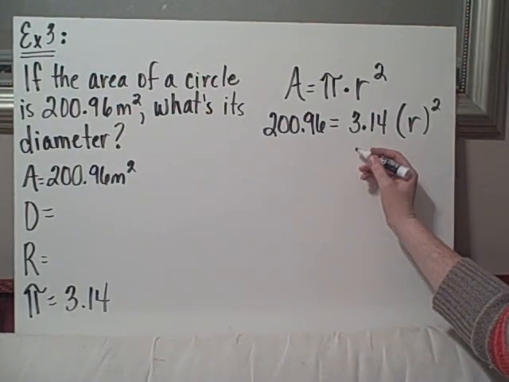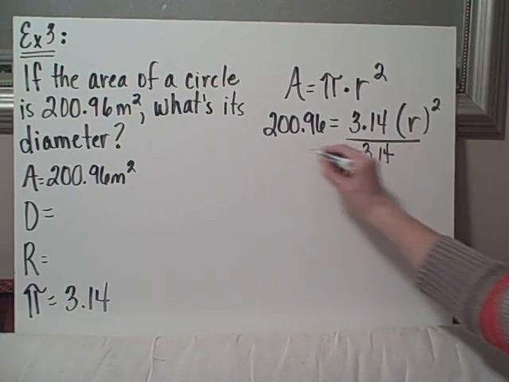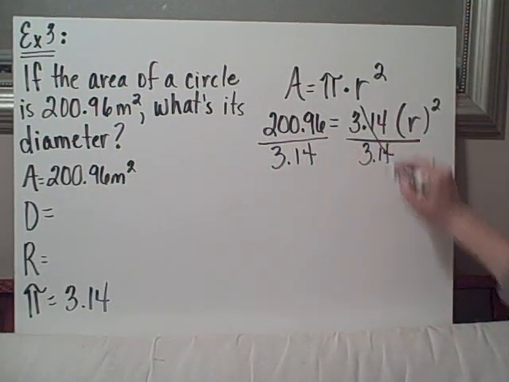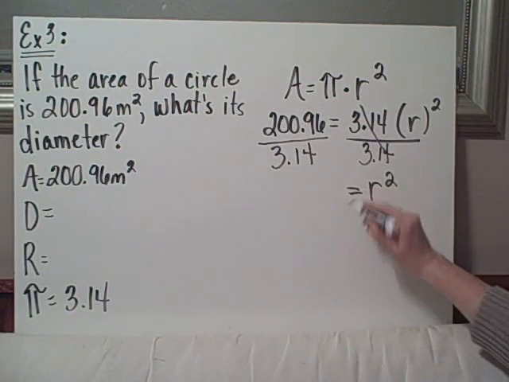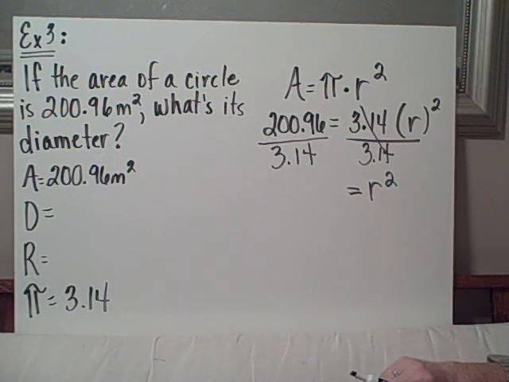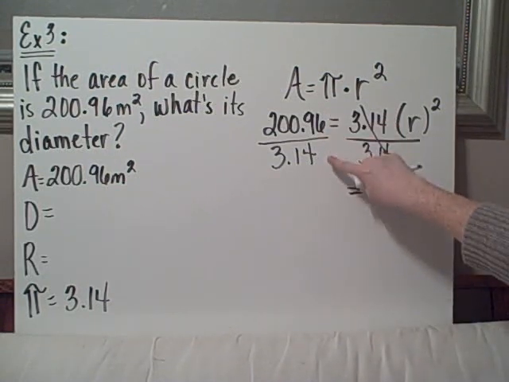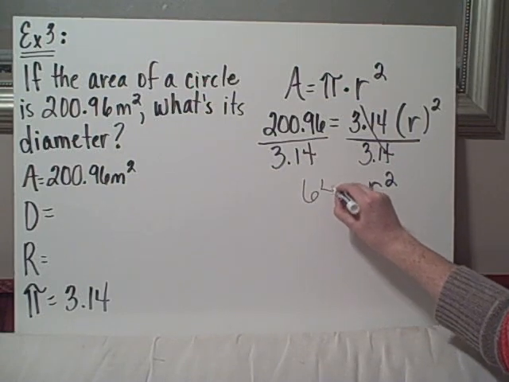And I am going to divide by 3.14 on either side. Those will reduce to 1. That leaves me with r squared being equal to, and just through the magic of calculators and working this out ahead of time, I know that the answer to this division problem is 64.